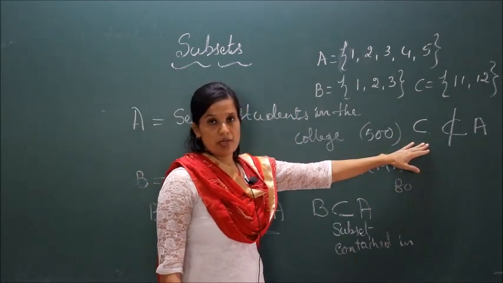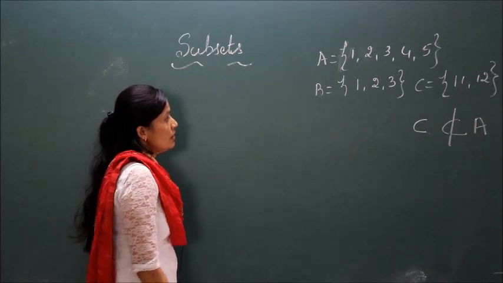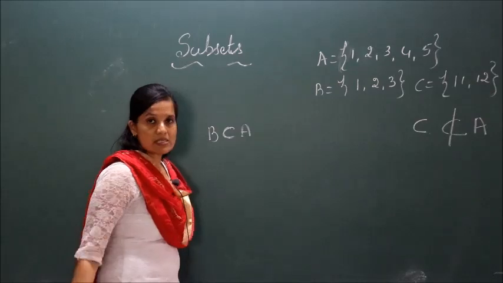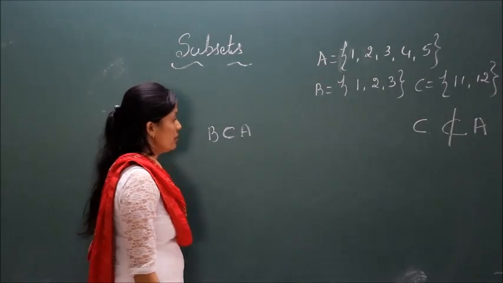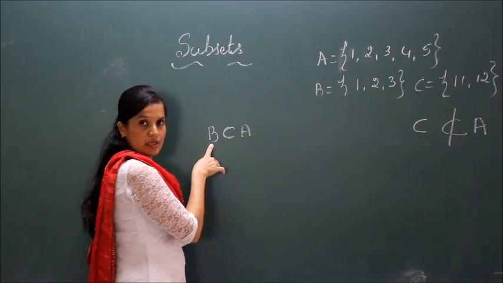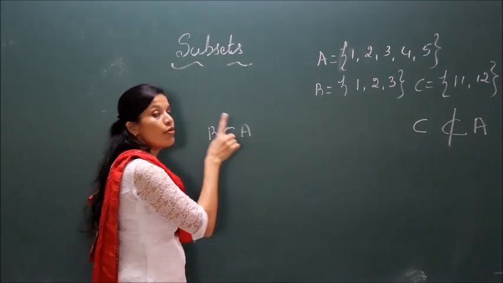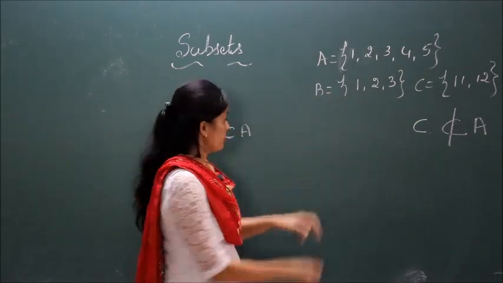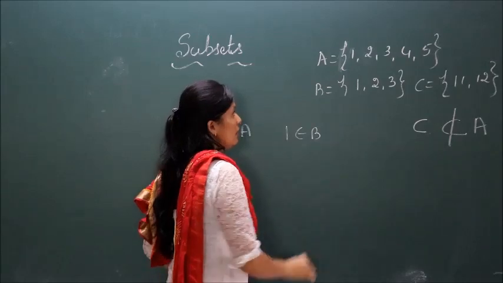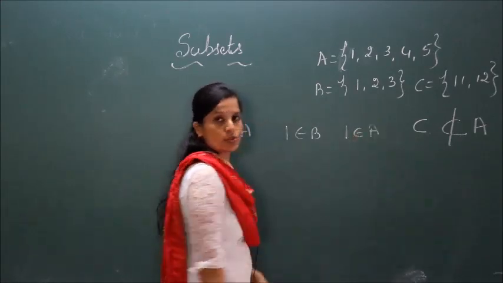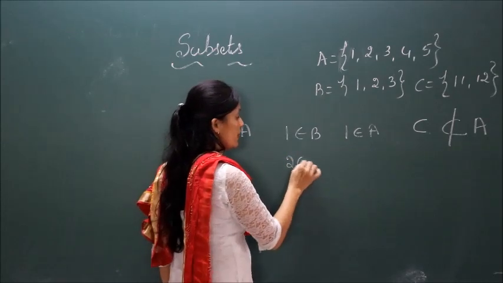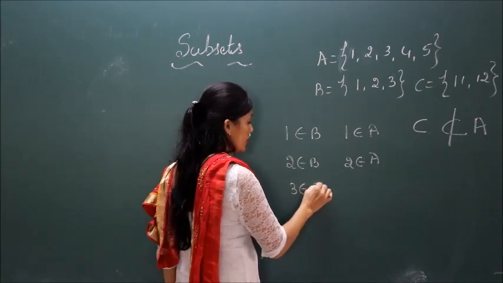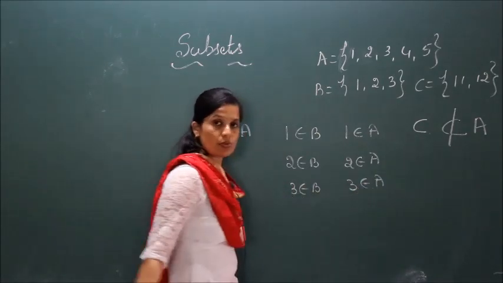See here, suppose B is a subset of A. Then any element that belongs to B also belongs to the set A, isn't it? See, 1 belongs to B, that means 1 belongs to A also. 2 belongs to B, that means 2 belongs to A also. 3 belongs to B, so 3 belongs to A also.